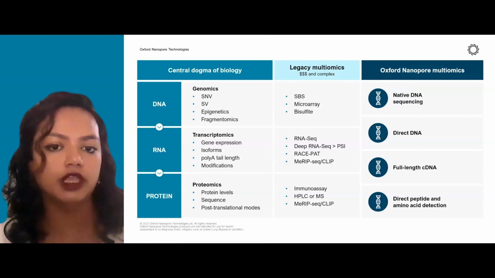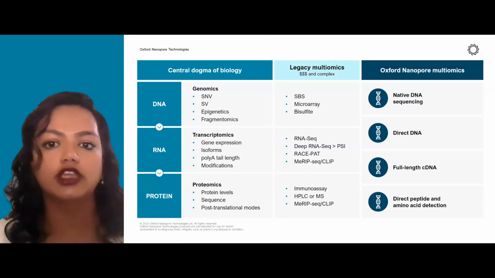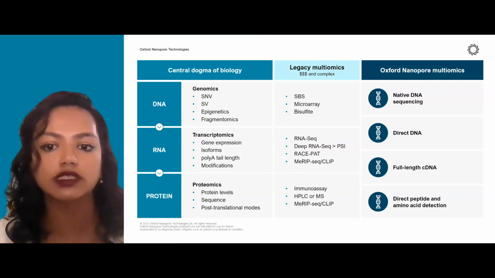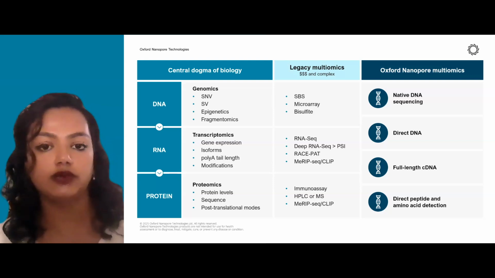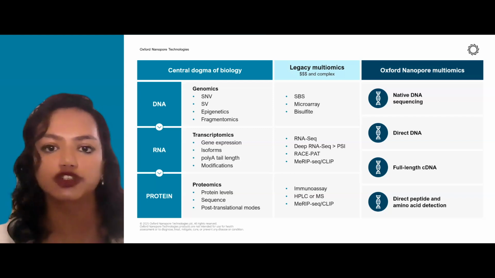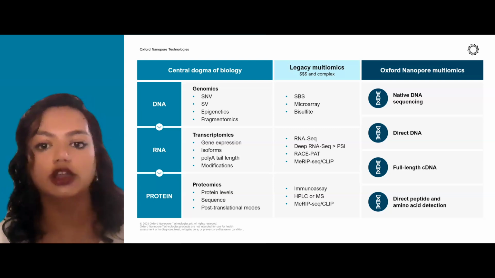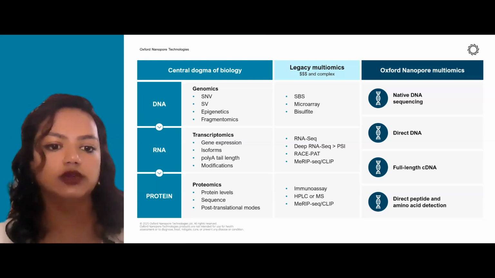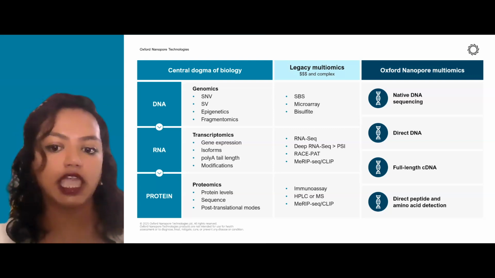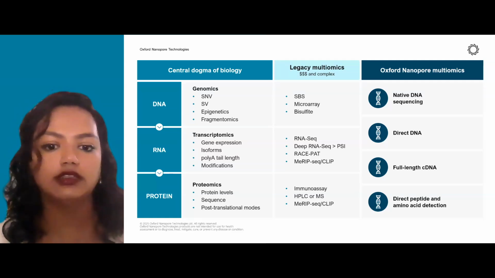But here's the problem. Legacy multiomic technologies can be complex and cost prohibitive. In genomics, traditional methods like SBS, microarrays, and bisulfite sequencing are often expensive, they require complex workflows, and still fail to capture critical details like structural variants or methylation. Similarly, in transcriptomics, techniques like RNA-seq are really piecemeal solutions that require multiple steps to reconstruct full-length transcripts, poly-A tails, or RNA modifications. Oxford Nanopore redefines this approach.